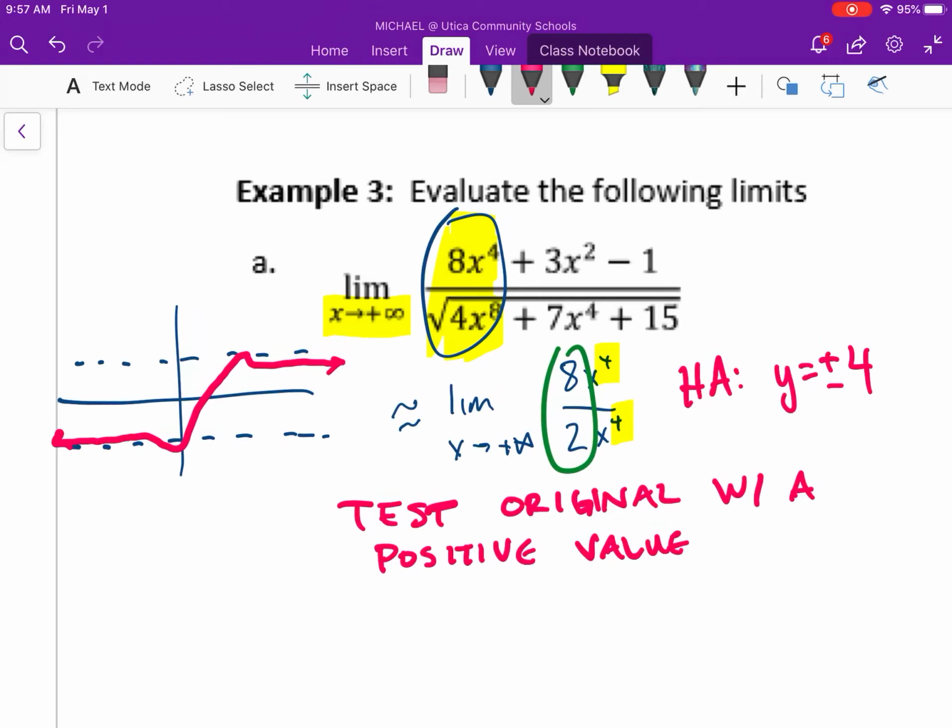So when we plug in a positive value here, a positive number to the 4th power is positive, times 8 is still positive. And in the bottom, a positive number to the 8th power is still positive, times 4 is still positive, and the square root is still positive. And positive divided by positive gives me positive. So the answer is positive 4. So that would be like this side over here. It's not always going to be positive to the positive, but just test every time. All right, go ahead and pause your video. Move on to example B.